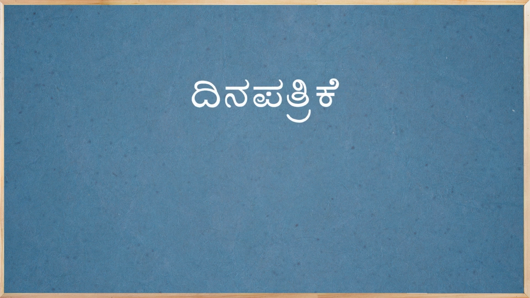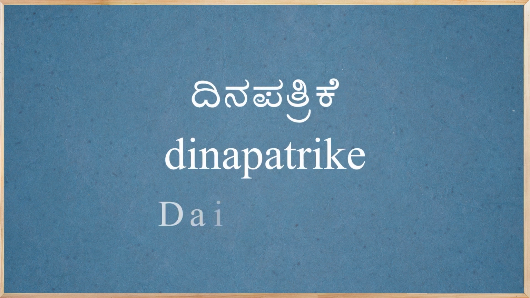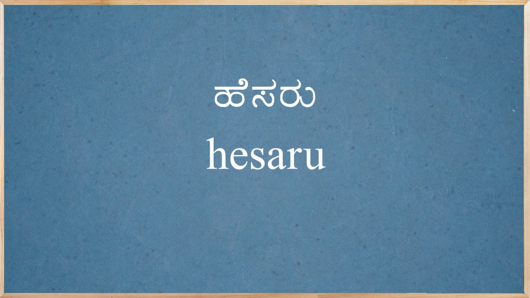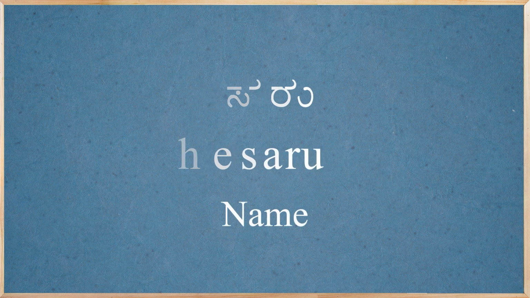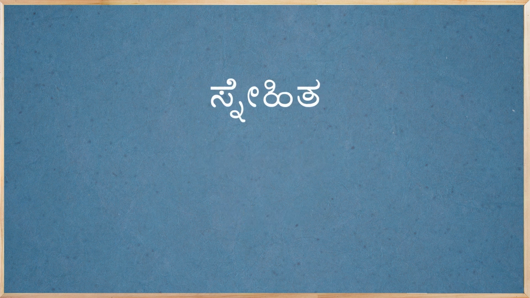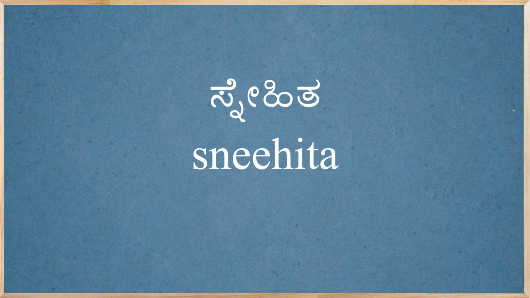Please note that in Kannada we have separate terms for each relationship, and that's what makes Kannada really interesting. Now, here is a list of vocabulary we learned today. Dinapatrike, daily newspaper. Hesaru, name. Snehita, common term for friend.